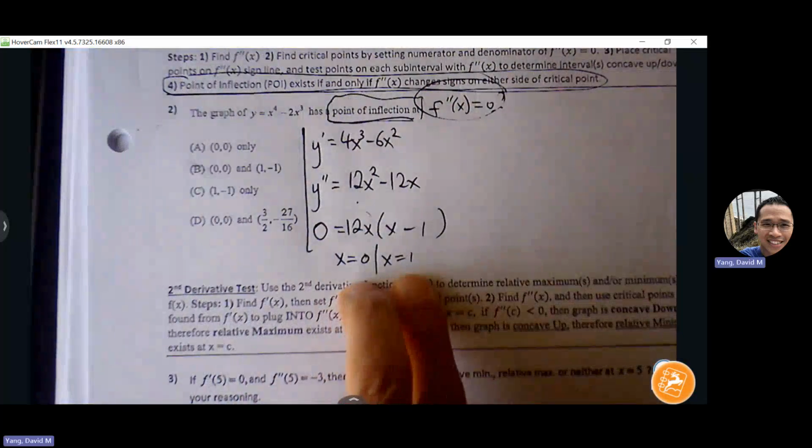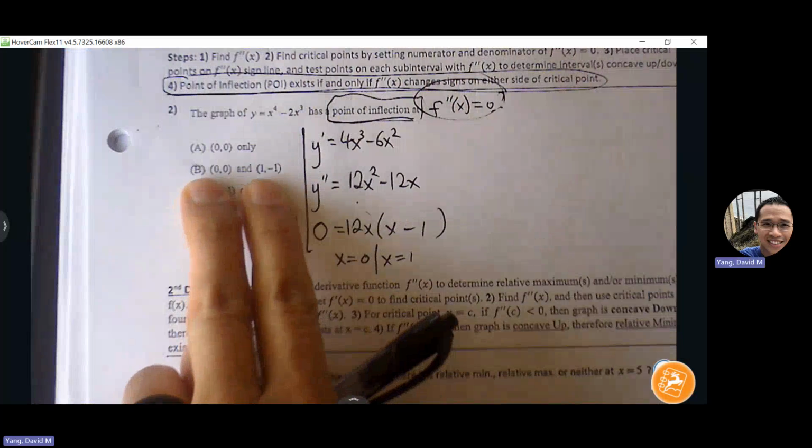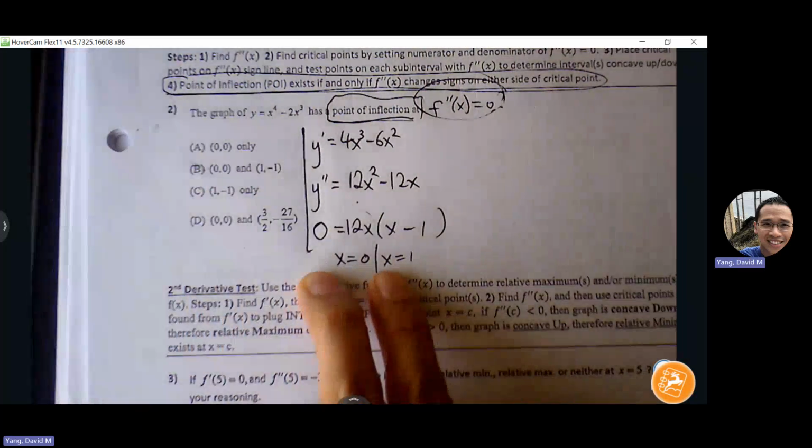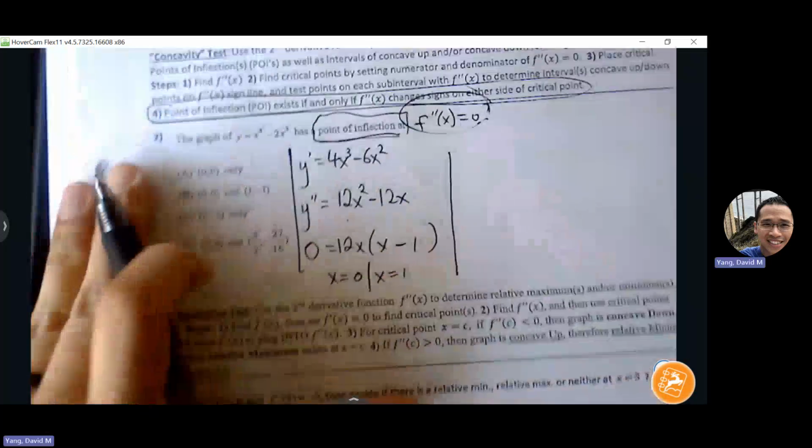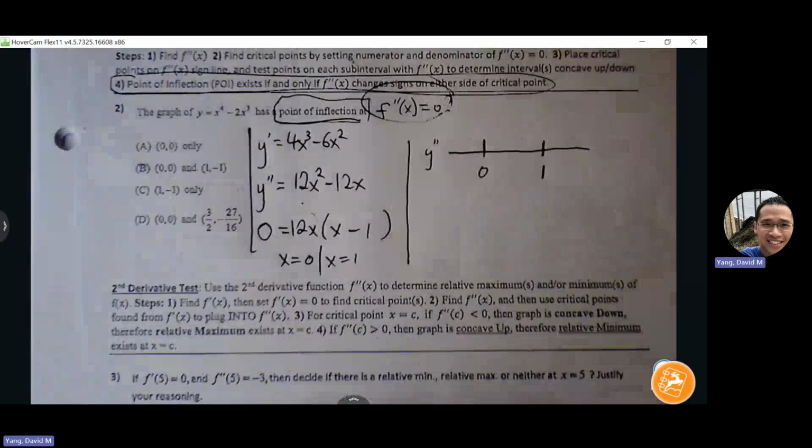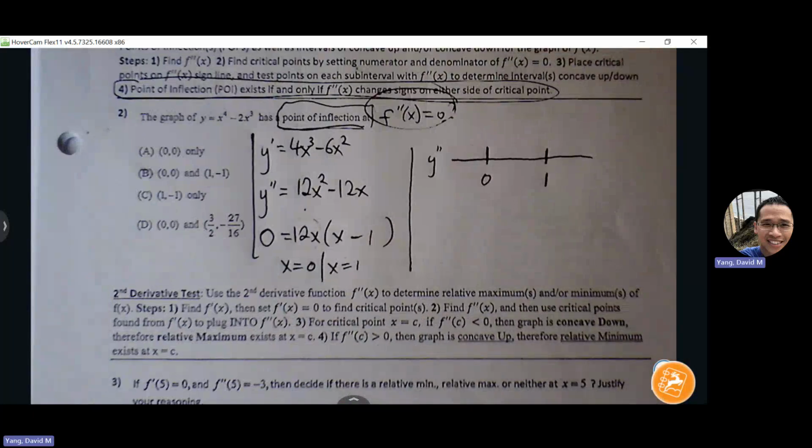If we stop here, we may be tempted to choose 0, 0 and 1, negative 1, because these are critical points, but we really should confirm that this is a point of inflection. Create a sign line. If there's no change in sign, then that critical point is not a point of inflection. So we can choose points on either side. I'll choose negative 1, I'll choose 1/2, and I'll choose 2.